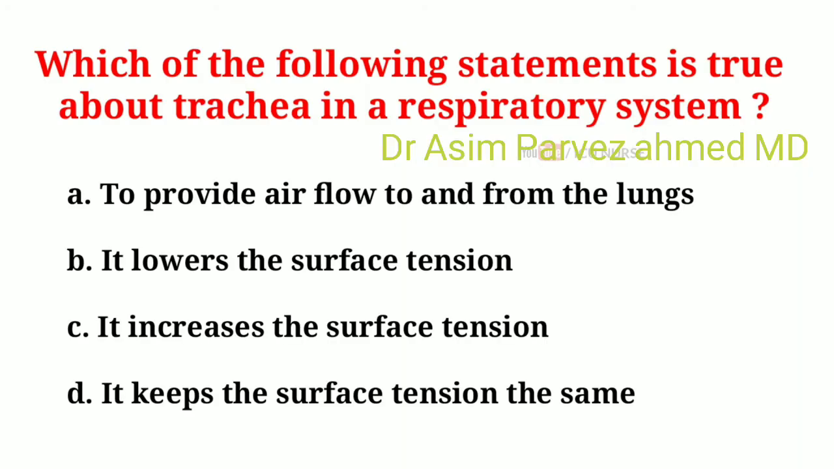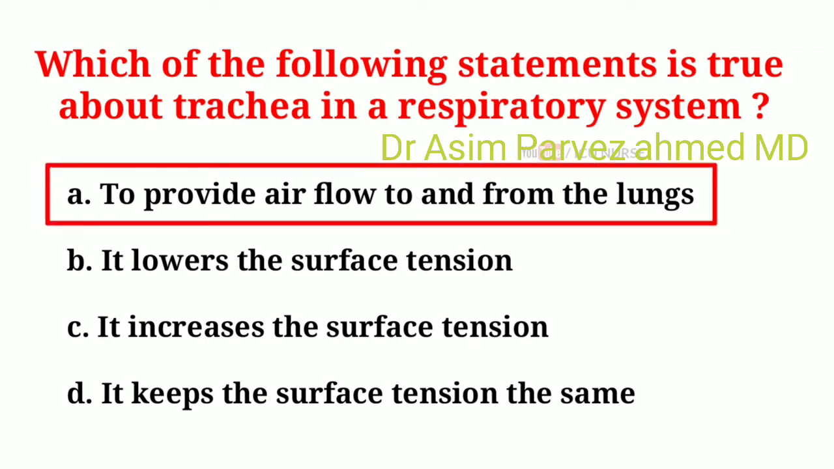Which of the following statements is true about trachea in a respiratory system? A. To provide airflow to and from the lungs. B. It lowers the surface tension. C. It increases the surface tension. D. It keeps the surface tension the same. And the correct answer is A. To provide airflow to and from the lungs.